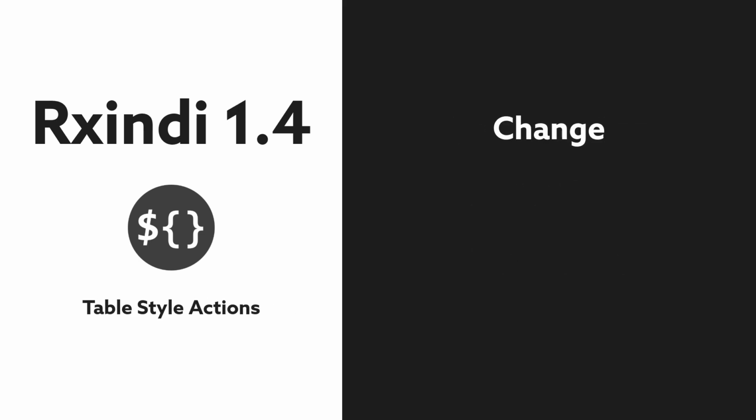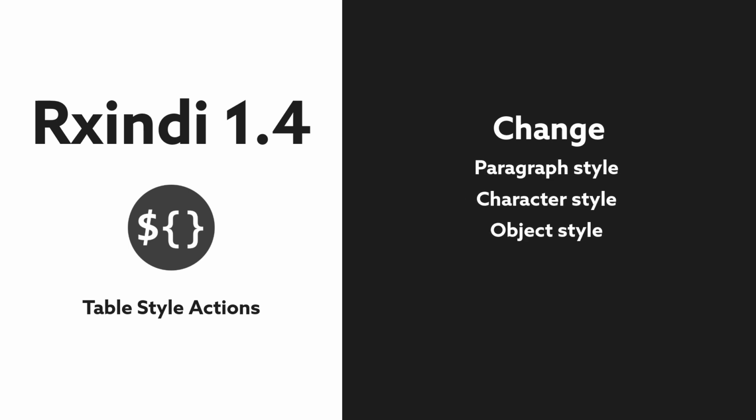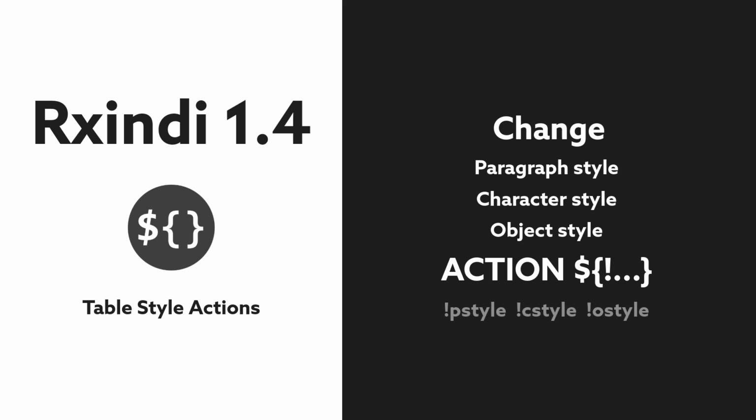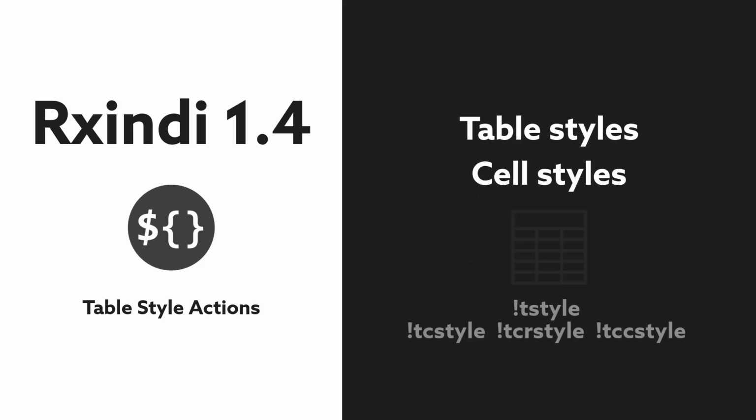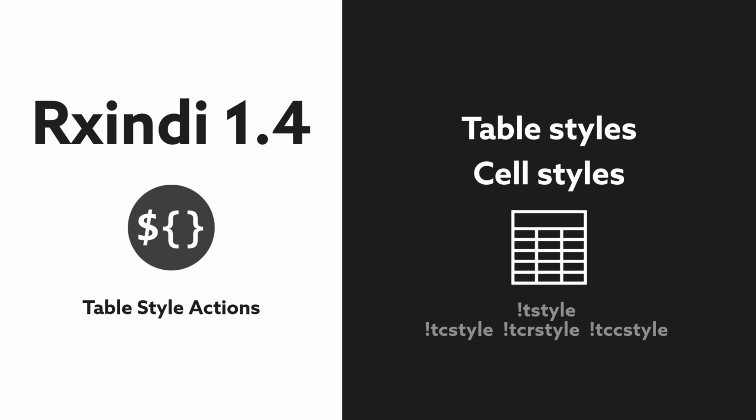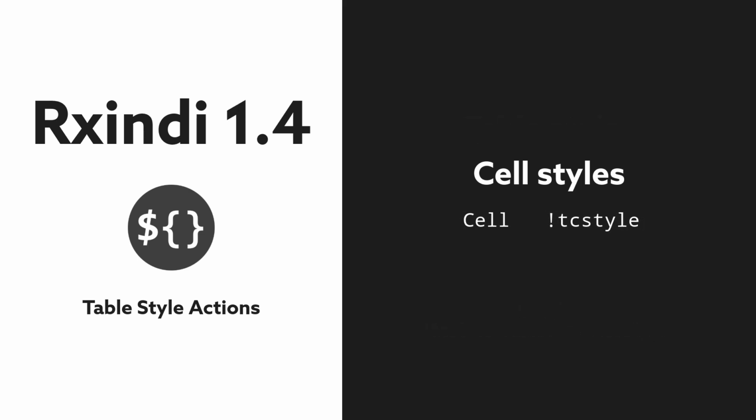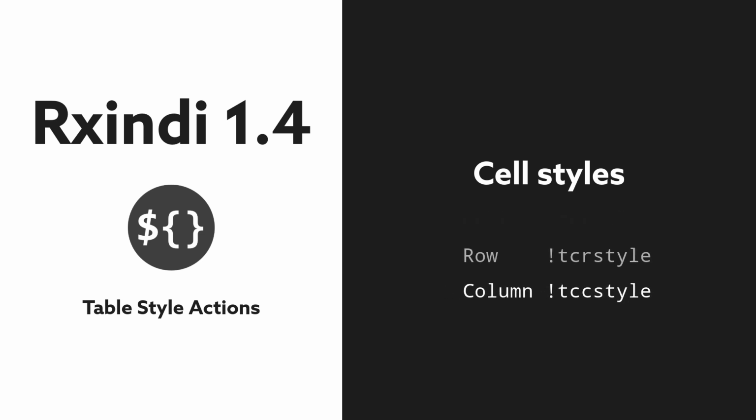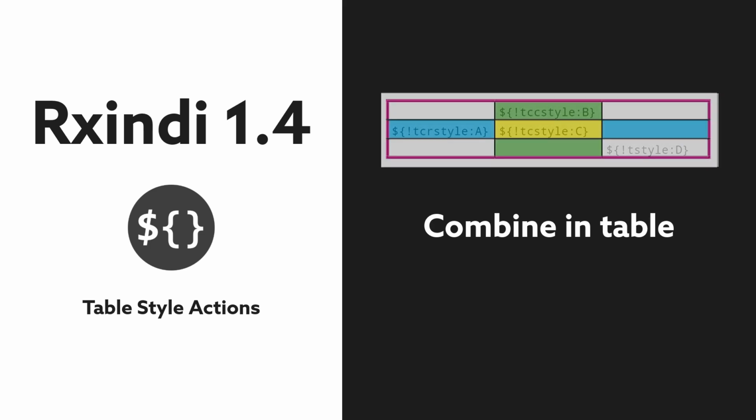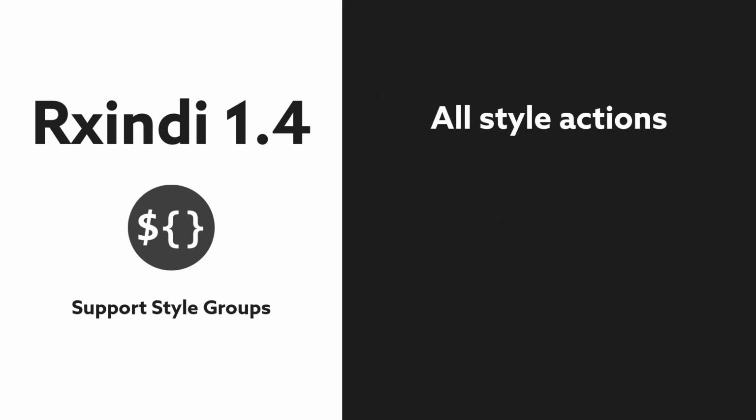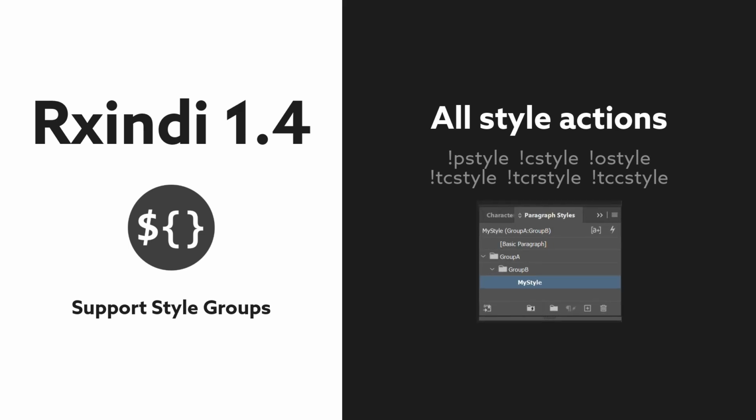Previous versions of Rxindi already allowed you to change paragraph, character, and object styles using the action statement. In this version, this has been expanded to table and cell styles as well. For cell styles, you can set the style of an individual cell, or a whole row, or column, at once. This can also be combined in any way you like. Talking about styles. For all style actions, you can now reference style names which are contained in a style group in InDesign, by simply using slashes to separate the group and style names.